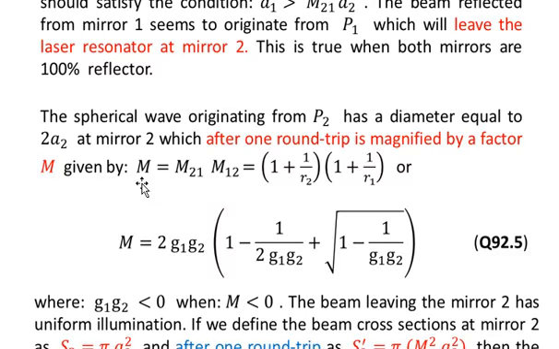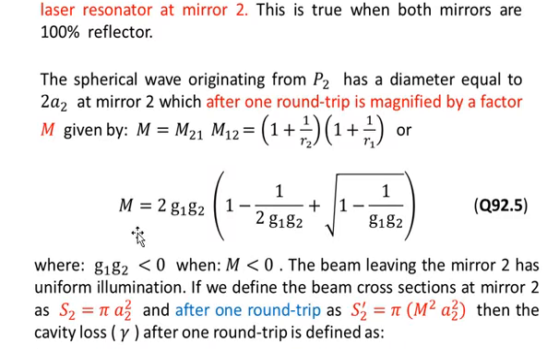Okay, so this capital M in terms of the G parameters is given by capital M equals 2 times G1, G2, within the parenthesis 1 minus 1 over 2 times G1, G2 plus the square root of 1 minus 1 over G1, G2. So this is equation number 5. And G1 and G2 we have described earlier: G1 is equal to 1 minus L over R1, and G2 is equal to 1 minus L over R2.